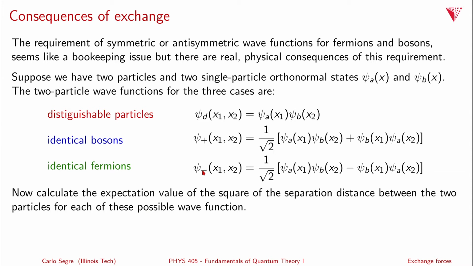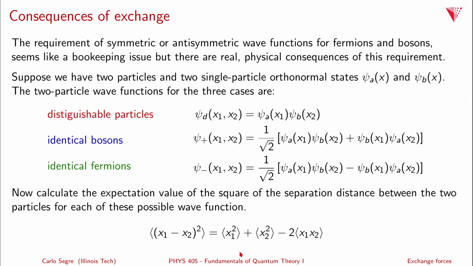Now what we're going to do is calculate the expectation value of the square of the separation distance between the two particles for each of these possible cases. So what is that? Well, the separation distance is x1 minus x2, and then we'll square it to make it a positive definite quantity and take the expectation value of that.